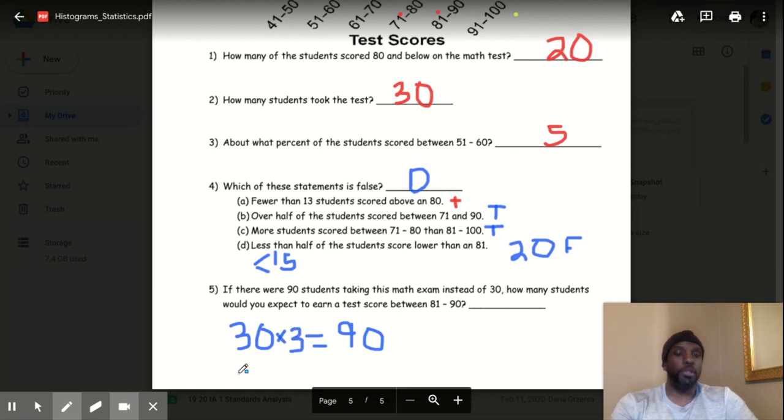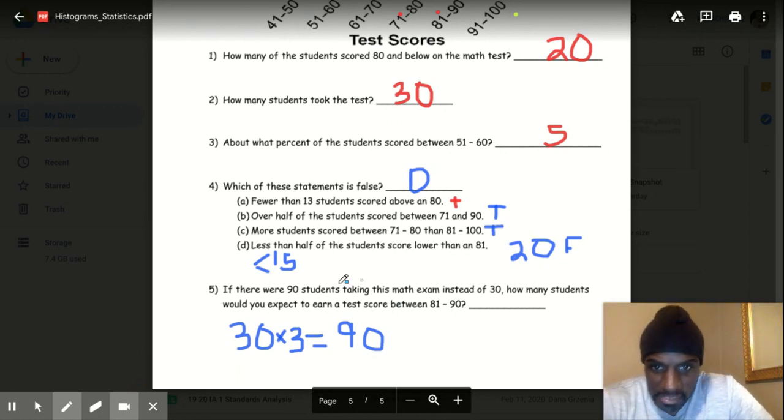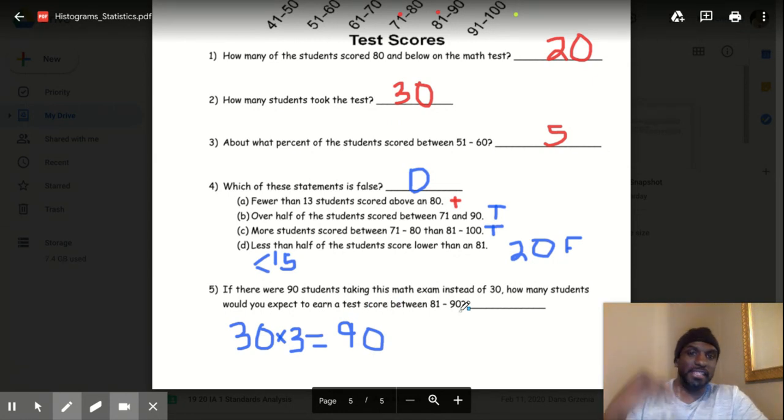So if you want to know what this histogram will look like for 90 students and you want to extrapolate that to 90 students, multiply every number you have. If I got 20 students at this range, then multiply by 3. If I had 90, that means I would have 60, okay? So they want to say, how many students would you expect to earn a test score between 81 and 90? Well, whatever it is at 81 to 90 for 30 students, multiply it by 3 to find out what it would be for 90 students.